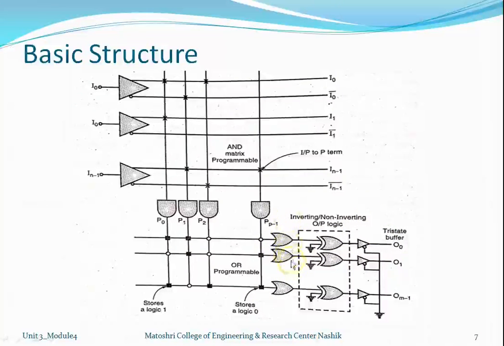So in this inverting and non-inverting output logic, which is an XOR gate, one of the input terminals is grounded and only one input terminal is available to follow the previous output generated by the OR array. If the fuse is present, then the output is true, and if the input of the XOR gate is logic 1, that is the fuse is blown, then the output is complemented. In this circuit, if the switch is open, then the output is complemented, and if the switch is closed, then the output is true.